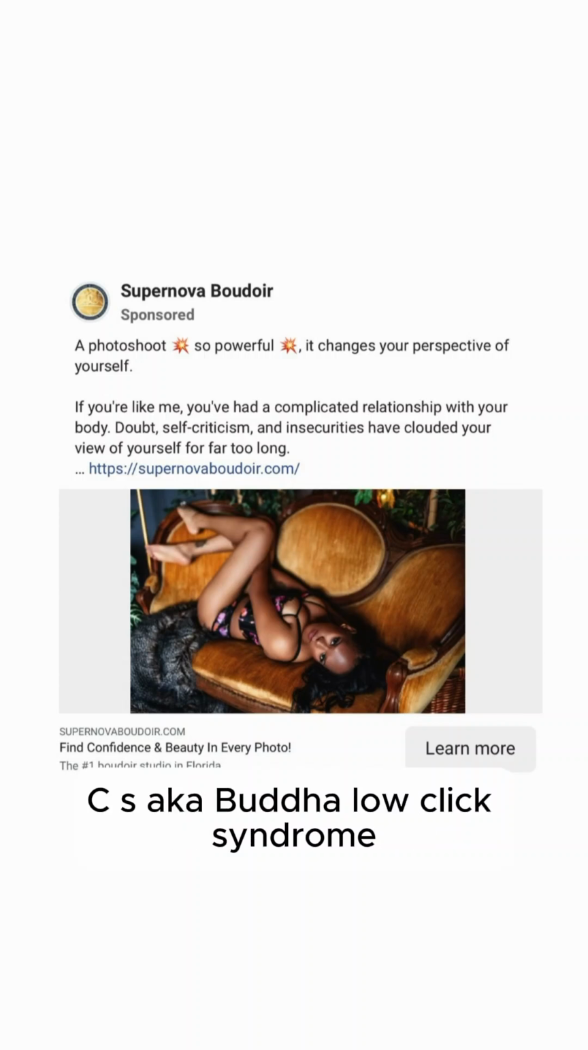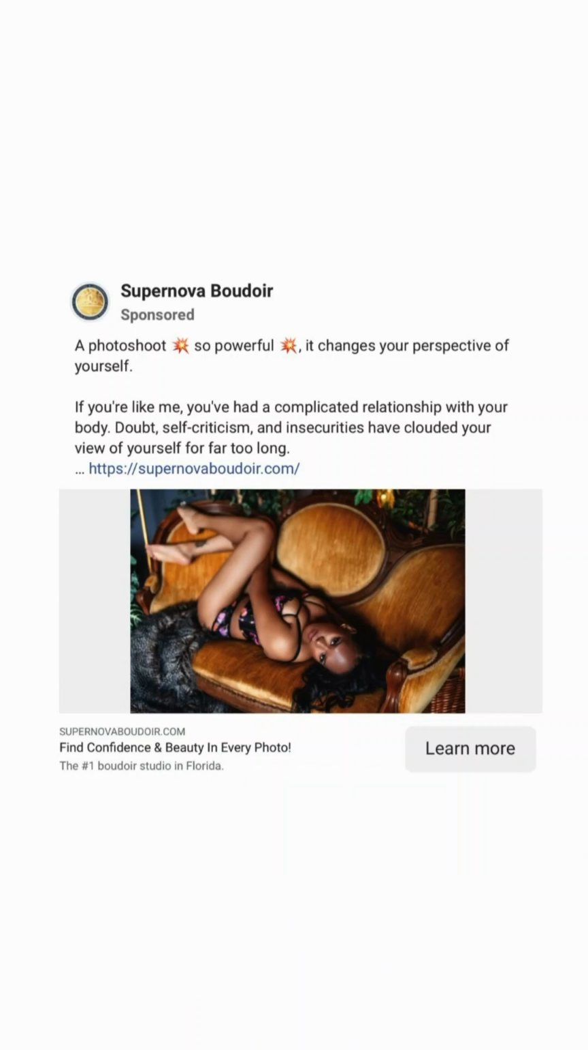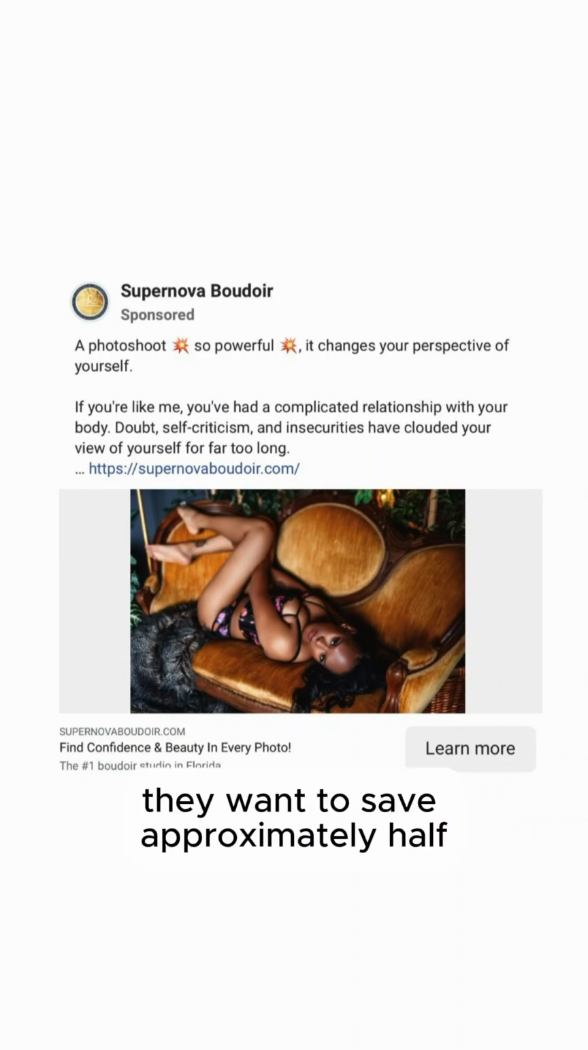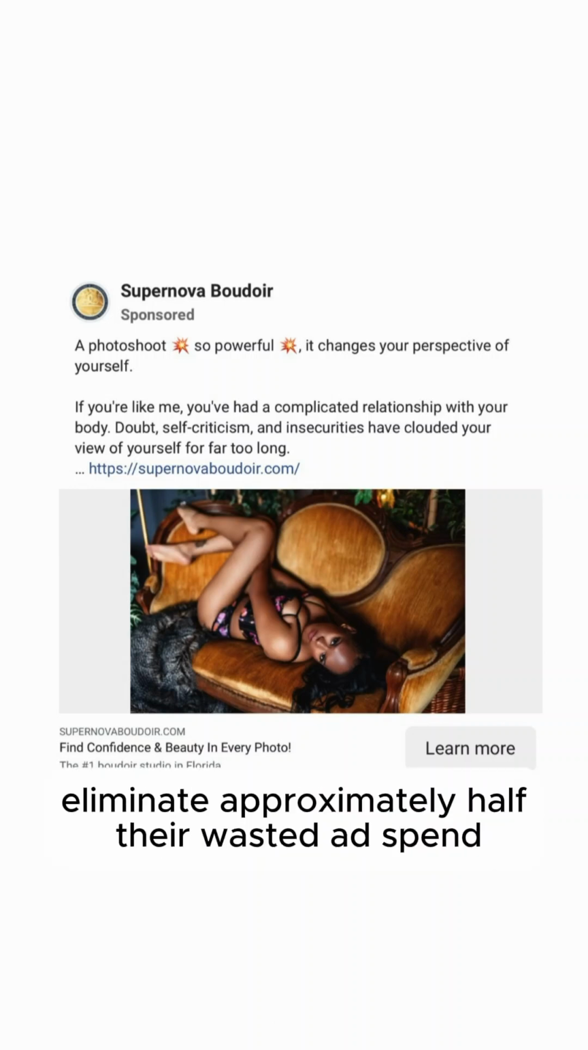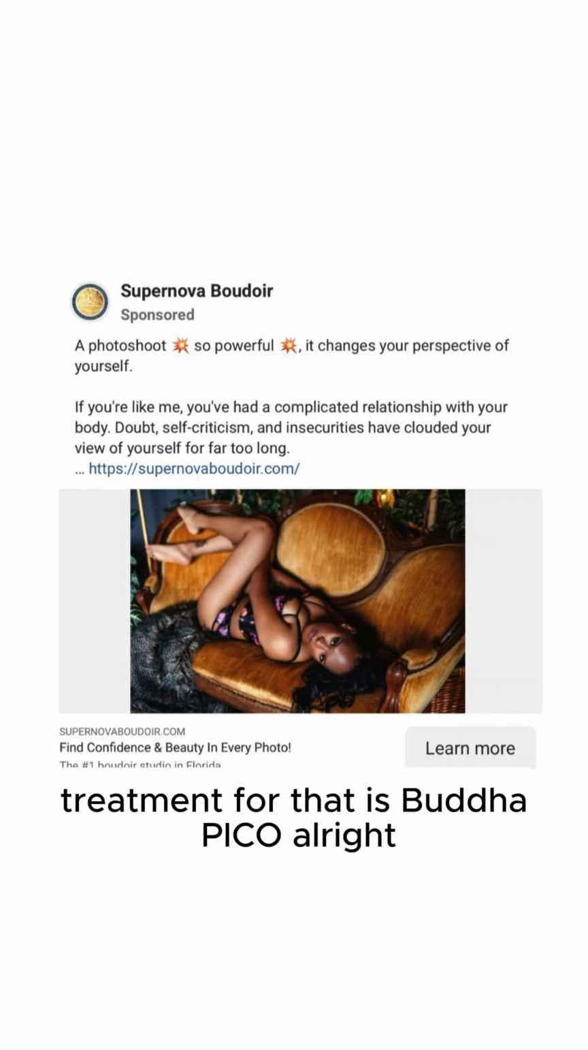So from what I'm seeing here, I do believe this Boudoir Facebook ad has BLCS, aka Boudoir low click syndrome, and it needs, if they want to eliminate approximately half their wasted ad spend, treatment for that is Boudoir Pico.